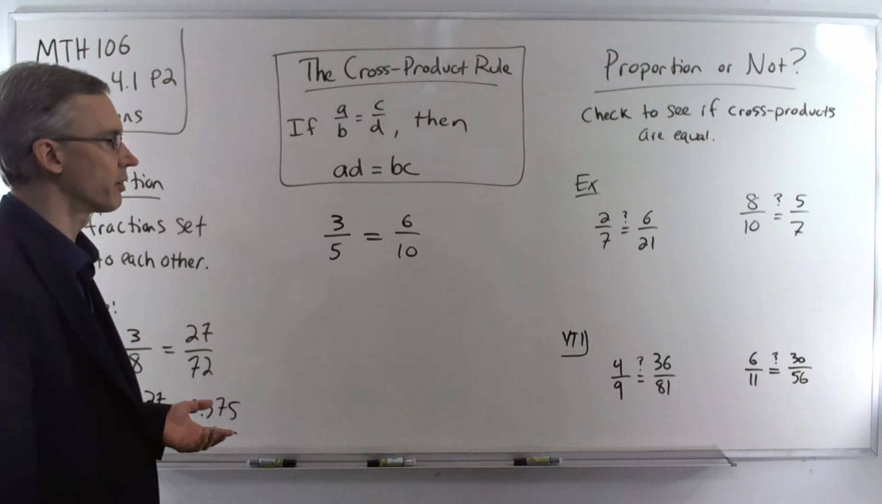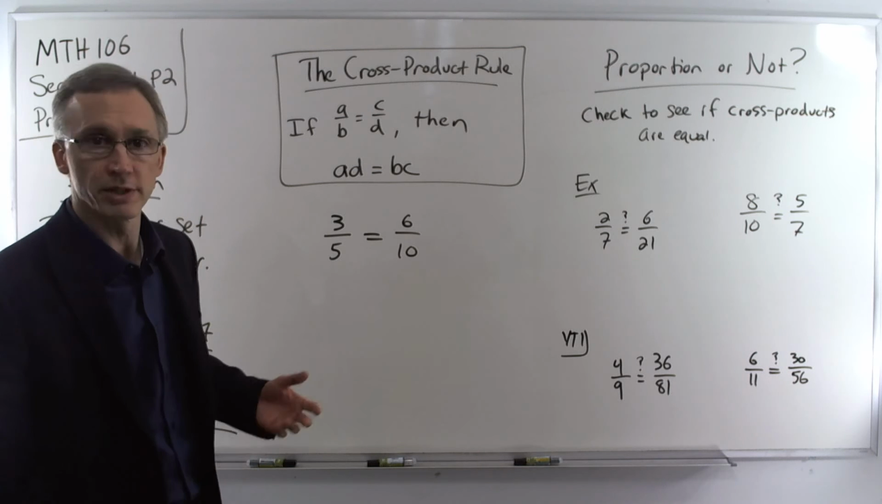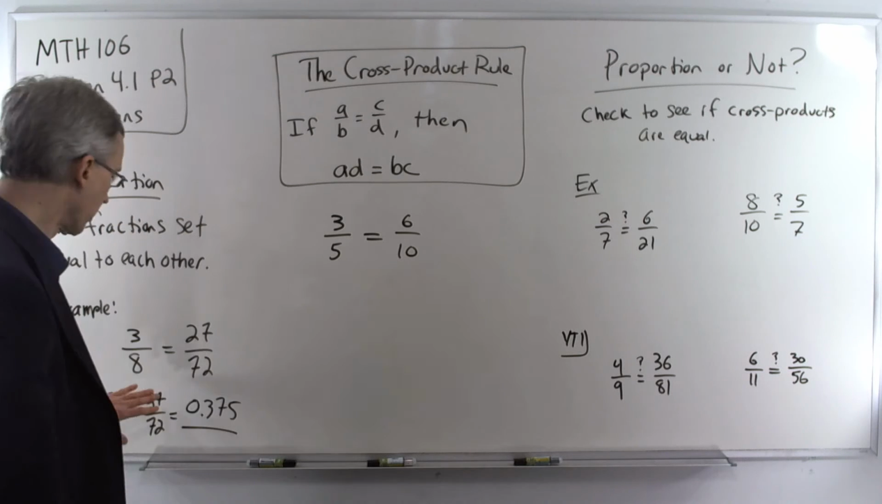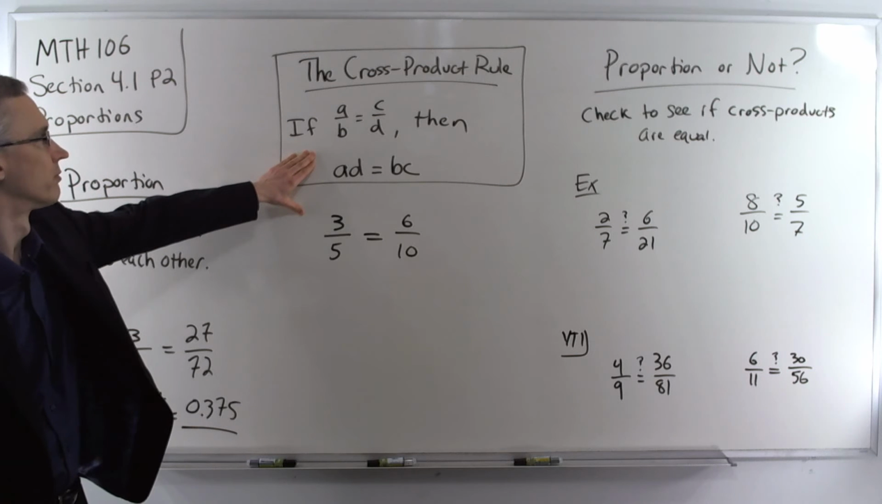Now, ahead of time, we're going to want to know if these things are equal. So we're going to do a test to see if they are equal. So there's one way we can do it. Another way is the cross product rule.